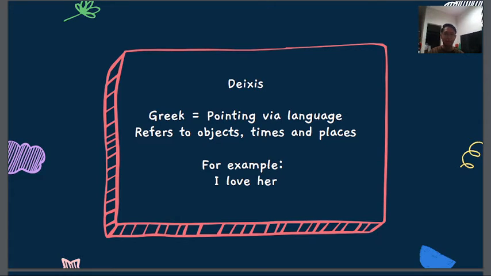For example, in the sentence "I love her," the information from the pronouns "I" and "her" can only be traced from the utterance context. The expression that is only known from the utterance context is called deixis.